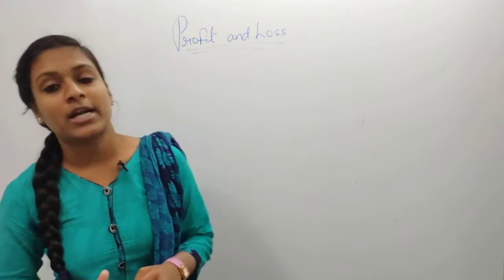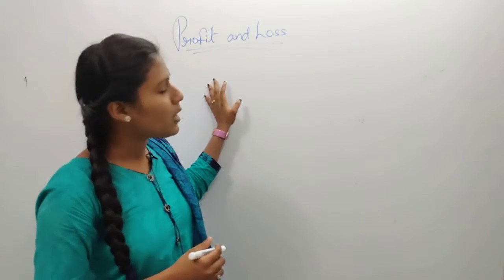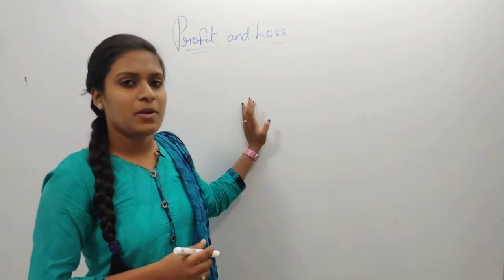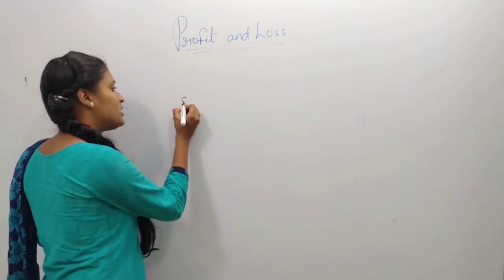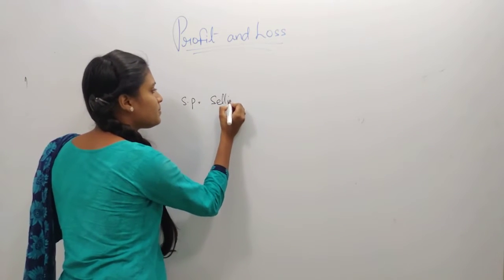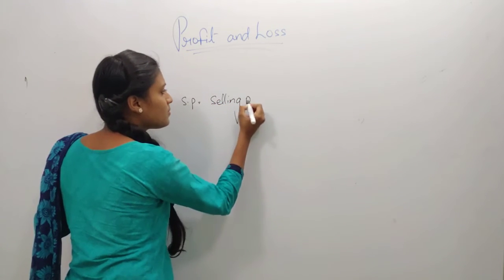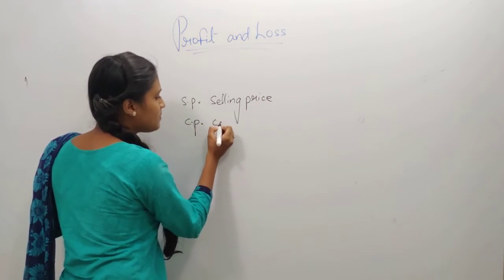Today we are going to start a new chapter. Its name is Profit and Loss. Before going deeply into profit and loss, what is profit and what is loss? In this chapter, SP means what? Selling price. CP means cost price.